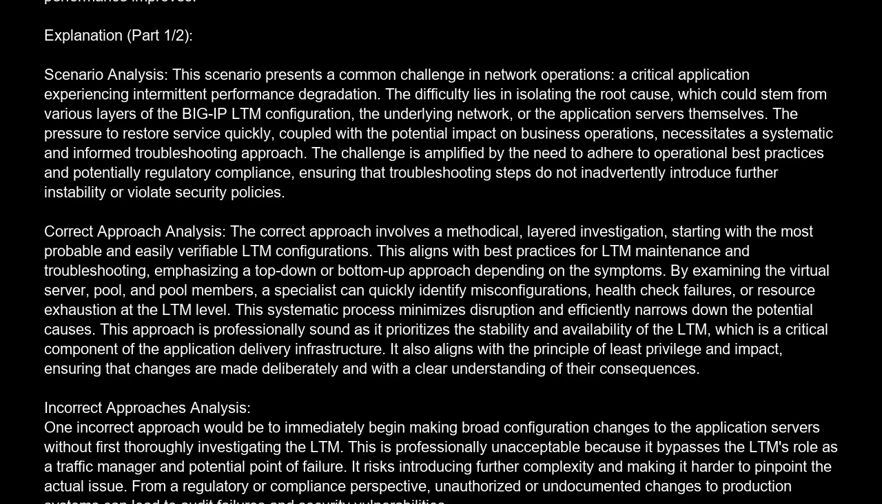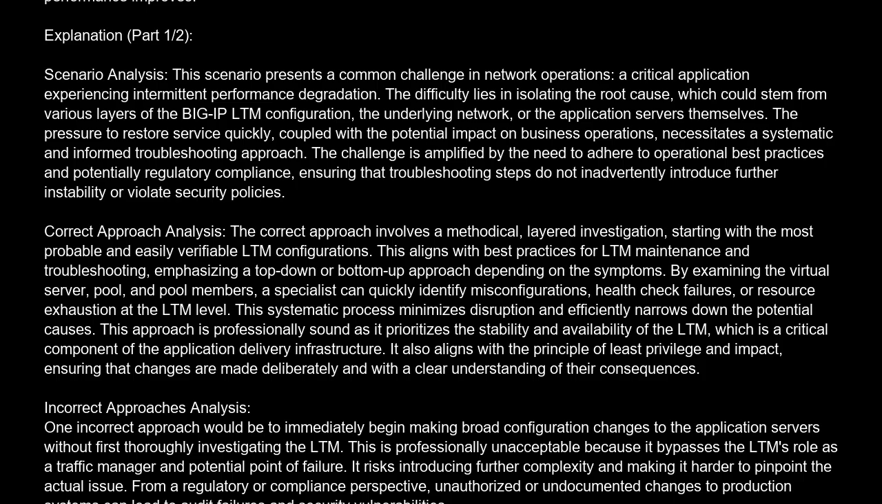Correct answer is B. Immediately begin modifying application server configurations and restarting services on the backend servers to see if performance improves. Explanation: Scenario analysis. This scenario presents a common challenge in network operations, a critical application experiencing intermittent performance degradation. The difficulty lies in isolating the root cause, which could stem from various layers of the BIG-IP LTM configuration, the underlying network, or the application servers themselves.